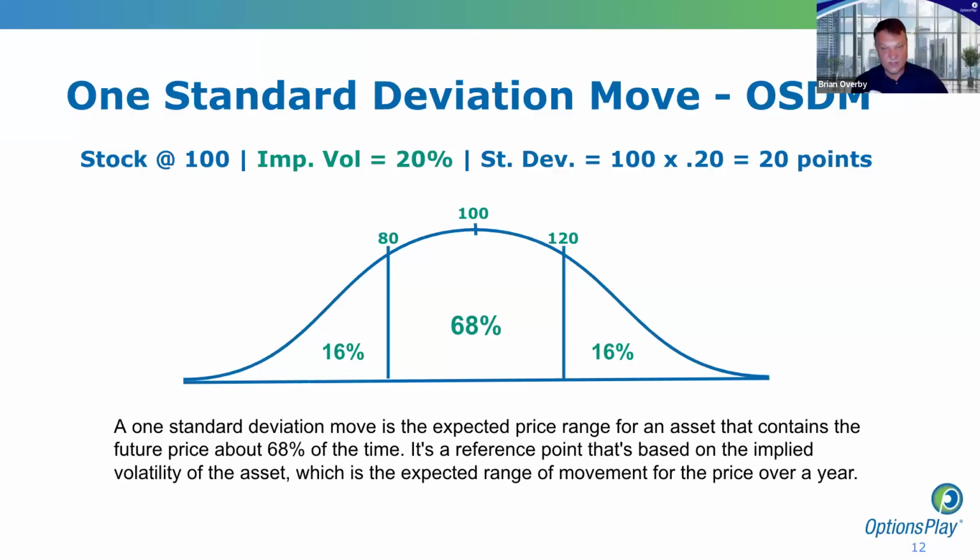And so this is the range of outcomes, but that's at expiration. That's meaning that this stock could go from 100 up to 140 and come back down a year from now and end at 119 and still be within that range. Let me say that again. The stock could go all the way up to 140, come back down and close right at 119, and still be considered within a 1 standard deviation move.